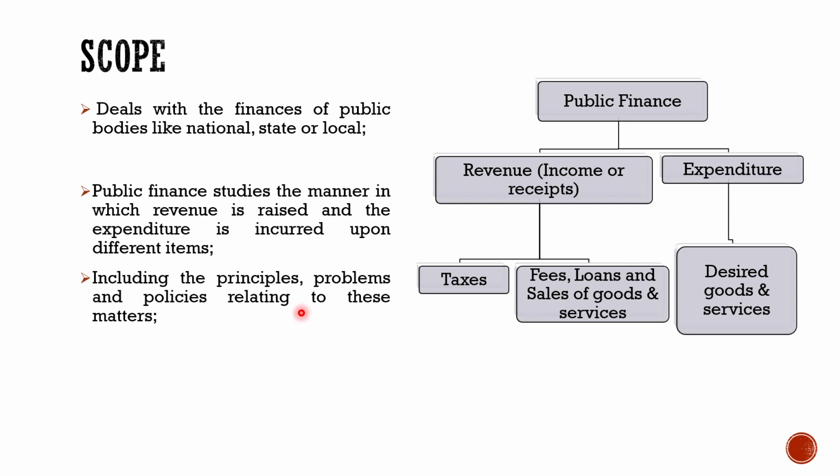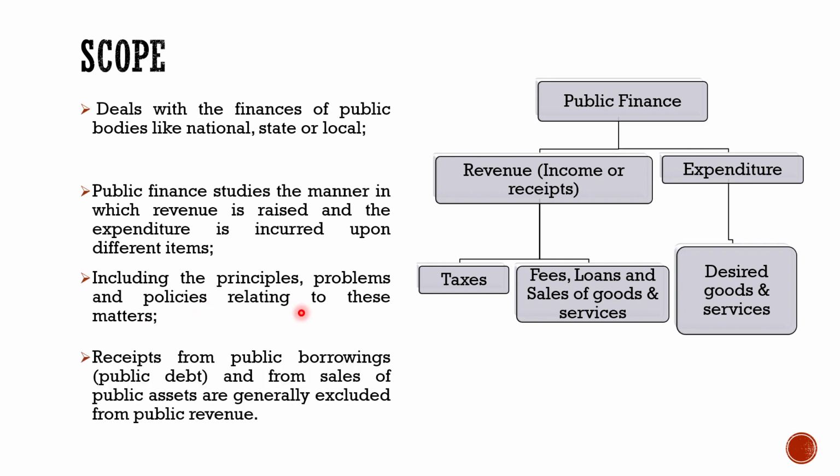tackle those problems. Now, it's very important here to mention that in our budgetary proceedings, we have different entries for public revenue and public receipts. It is very important here to mention that receipts from public borrowings, which are called public debt, and from the sales of public assets are generally excluded from public revenue.